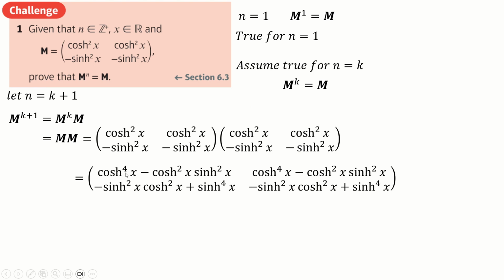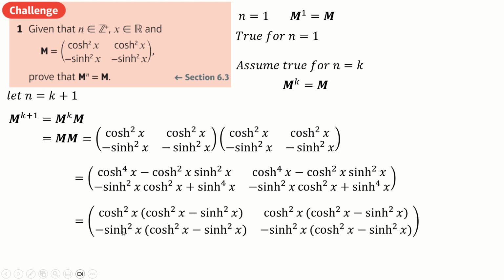If you factorize out cosh squared from this term, and then factorize out sinh squared from this one and this one, in fact minus sinh, I guess, then you'll get all of these things. And all of these things are equal to 1 because cosh squared minus sinh squared is 1. And you end up with this, which is m, and so therefore it's true for all integers n.